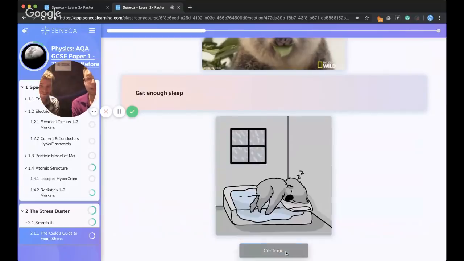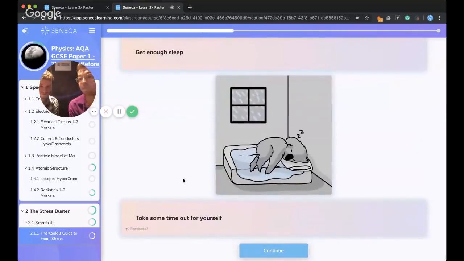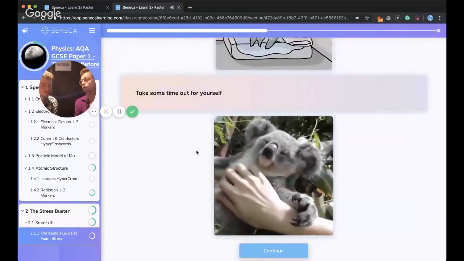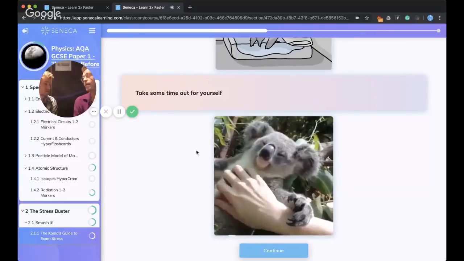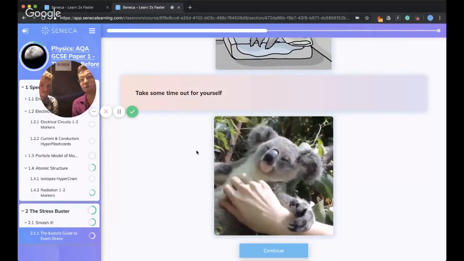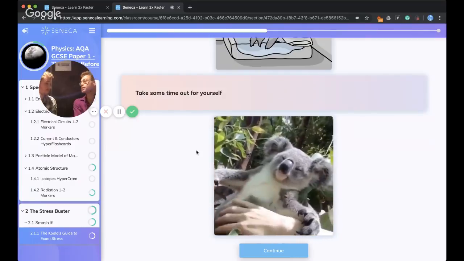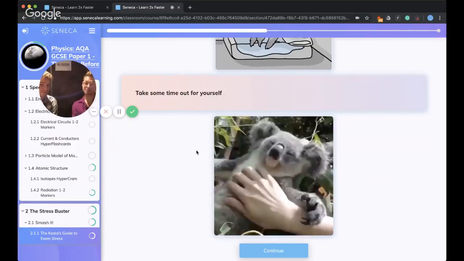So yes, get enough sleep. That's where we consolidate all our memories. Okay, so take some time out for yourself. Really important. Self-care. Maybe go for a nice walk. Maybe just read 10 minutes of your favorite book. Just a little bit of time for yourself because you're probably working really hard. So it's okay to take a bit of a break and some time out.